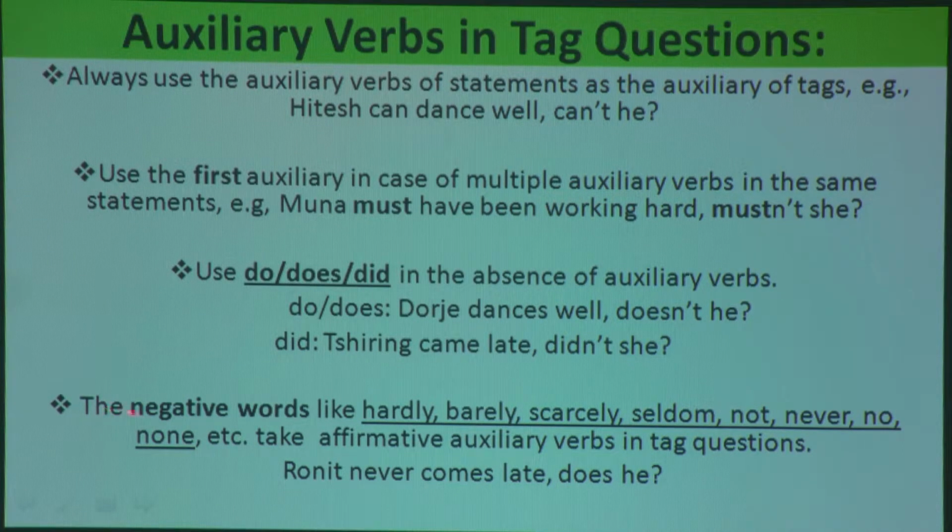So what are these? These are negative words that make sentences negative. So take affirmative auxiliary in tag questions, meaning when they appear in sentences, they take an affirmative tag. For example, Ronit never comes late. So never is a negative marker, a negative word. That's why: does he?